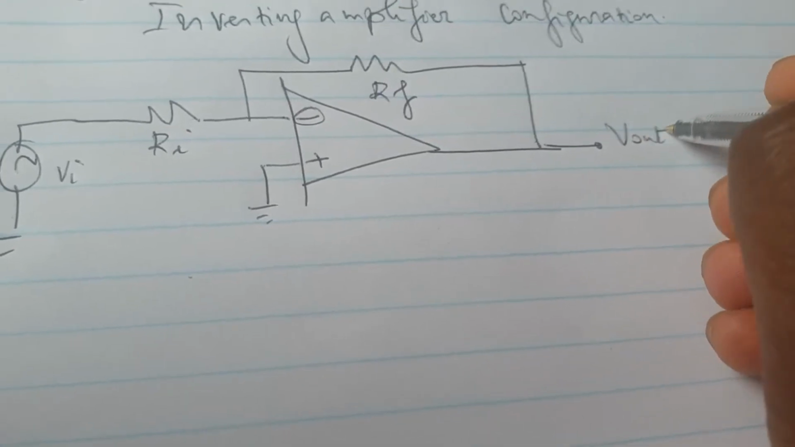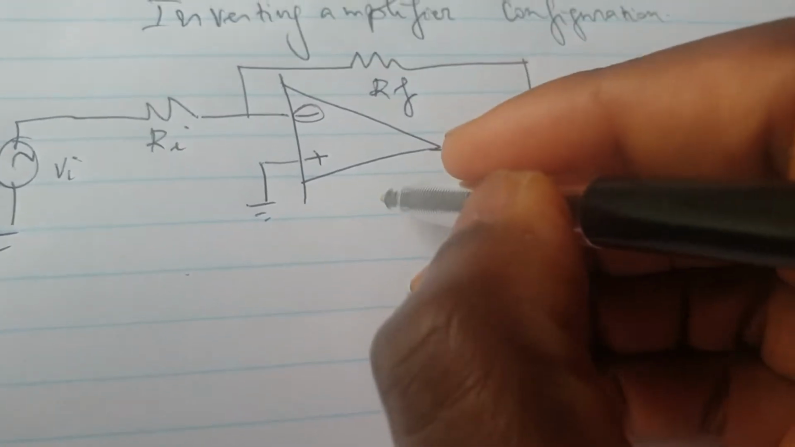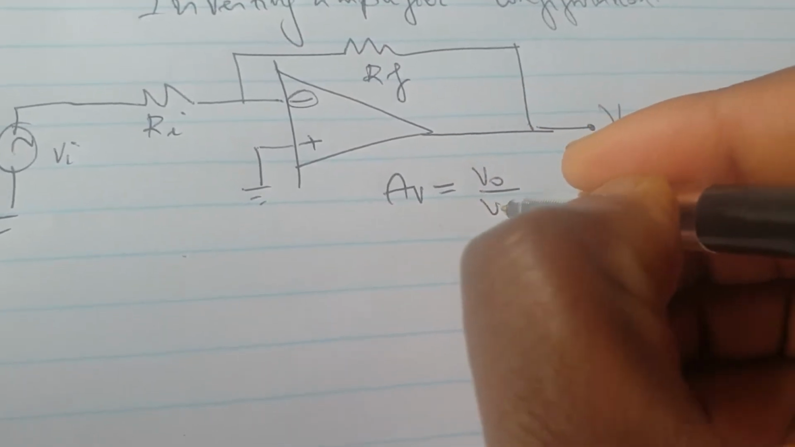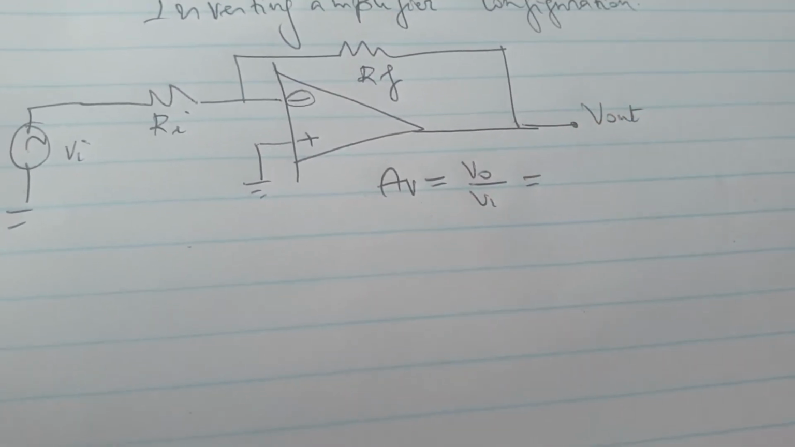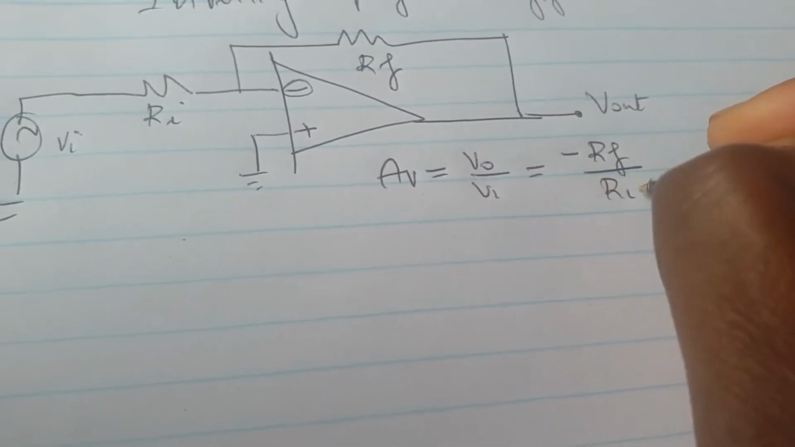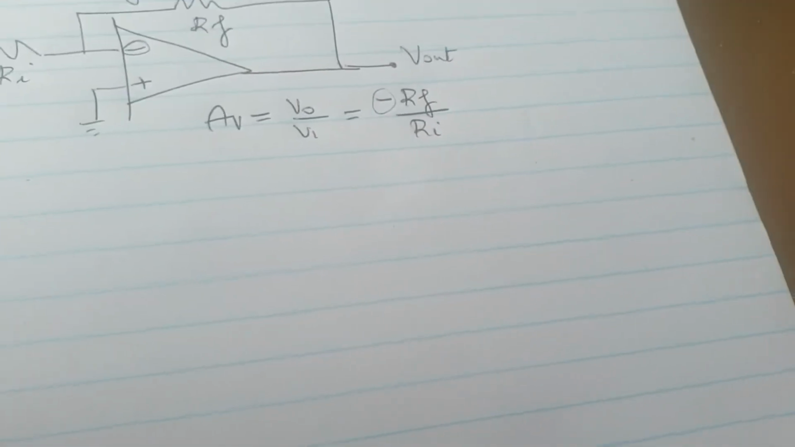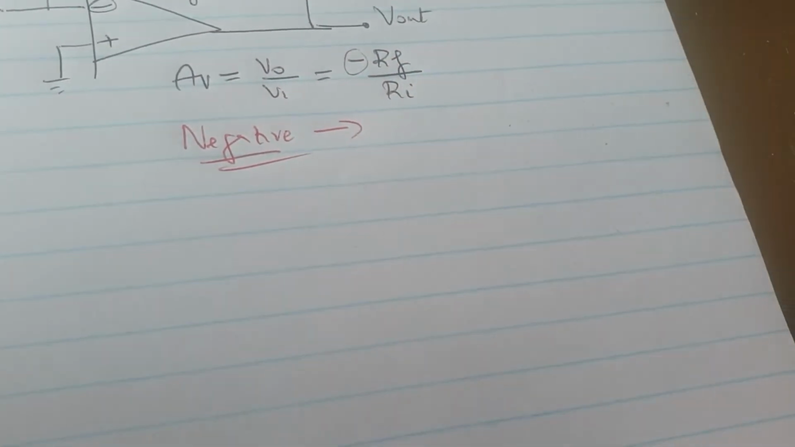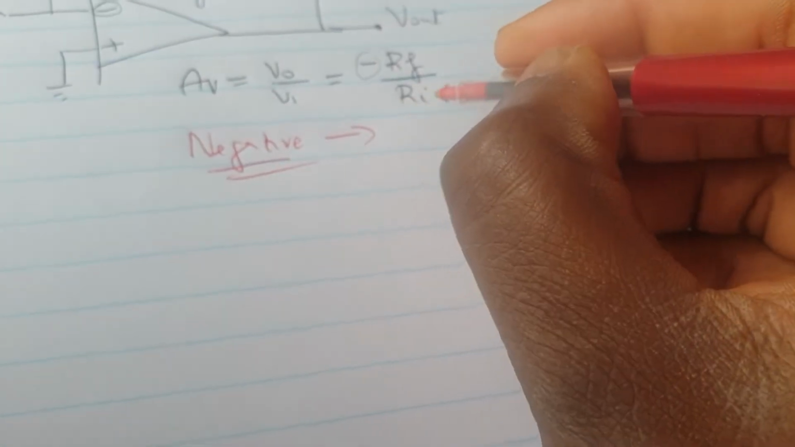We've done the analysis in the previous videos, and we came up with the voltage gain being equal to Vout over Vin, and in terms of the resistances being used, it was equal to minus Rf over Ri. As you can see, it's a negative gain, which proves that the signal gets inverted.